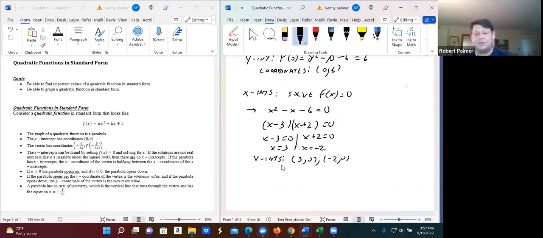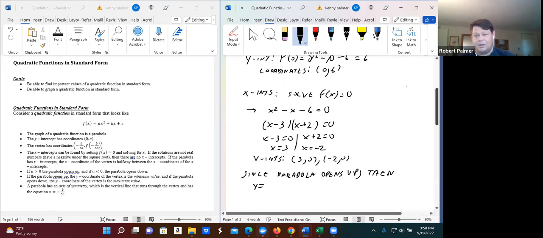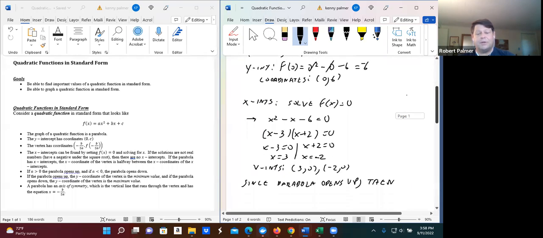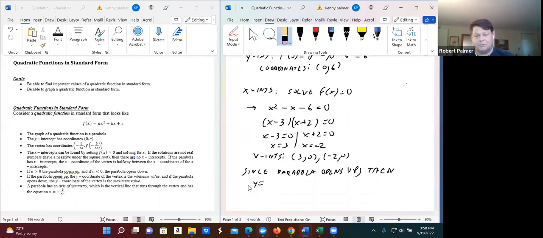Okay. Also, we can say a few more things. Since the parabola opens up, then y equals the, actually, we haven't found our vertex yet. So actually, let's scratch that statement. Let's find this next. Let's find our vertex.